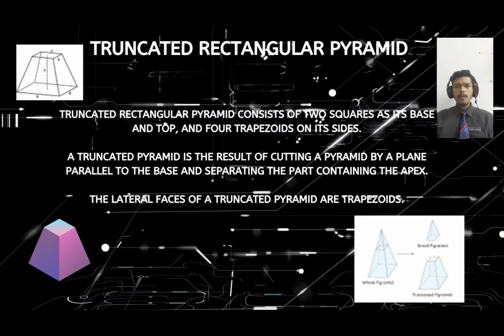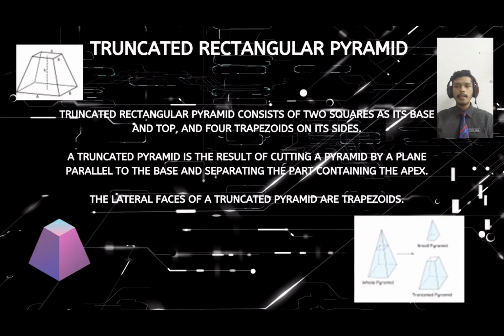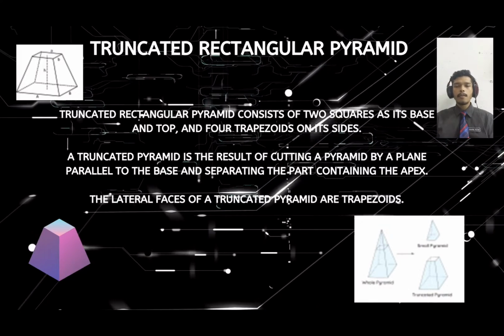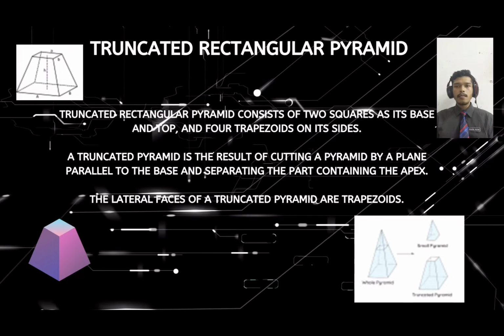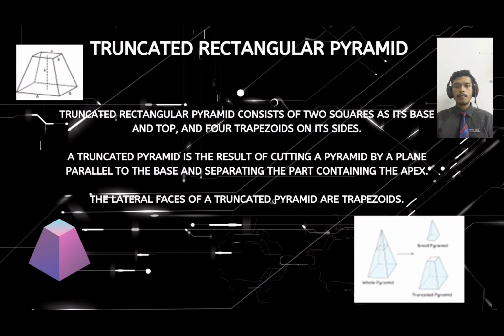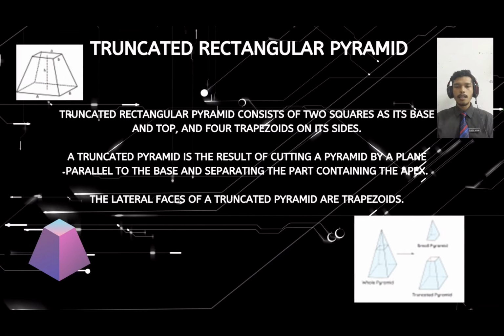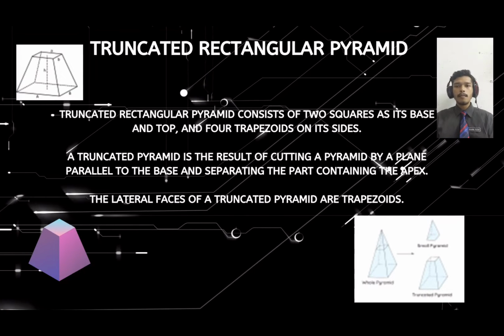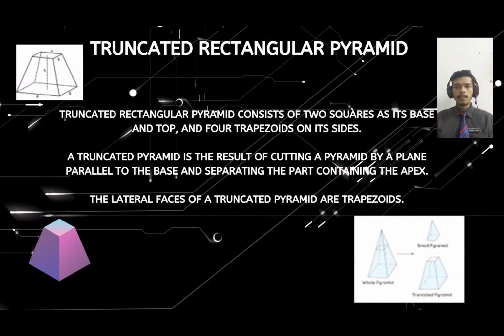Truncated rectangular pyramid. A truncated rectangular pyramid consists of 2 rectangles as its base and top, and 4 trapezoids on its sides. A truncated pyramid is the result of cutting a pyramid by a plane parallel to the base and separating the part containing the apex. The lateral face of a truncated pyramid is made of a trapezoid.